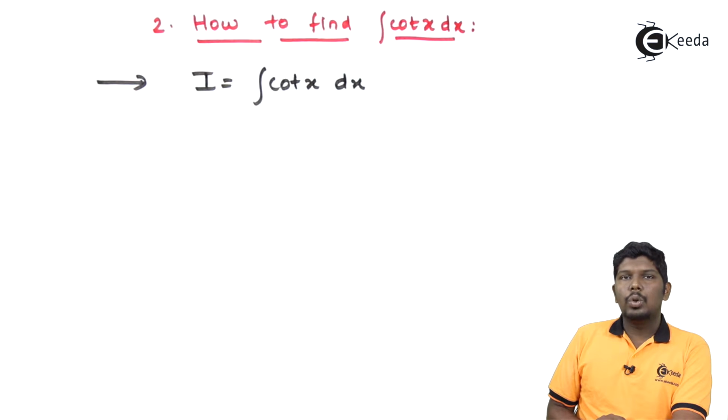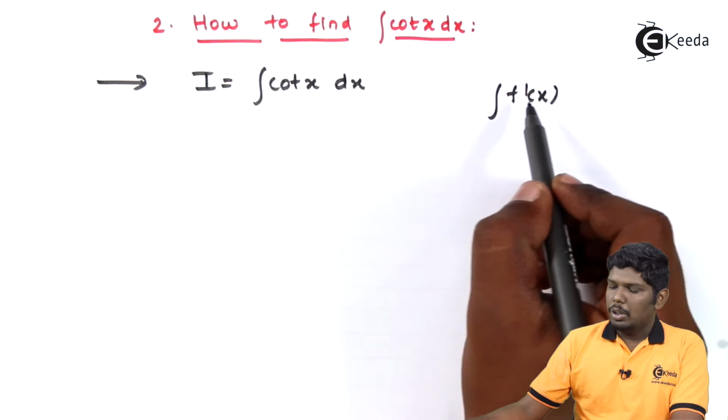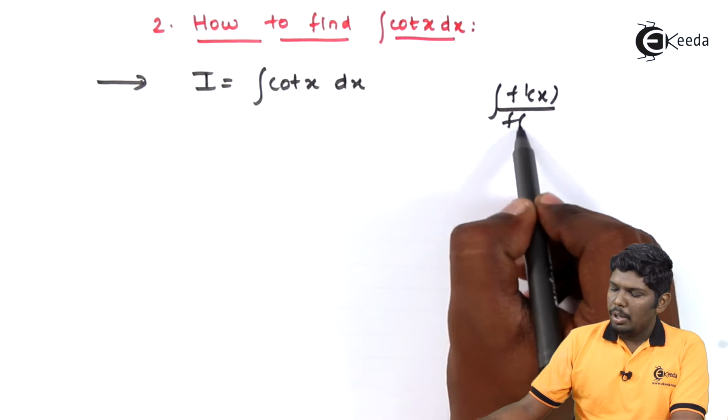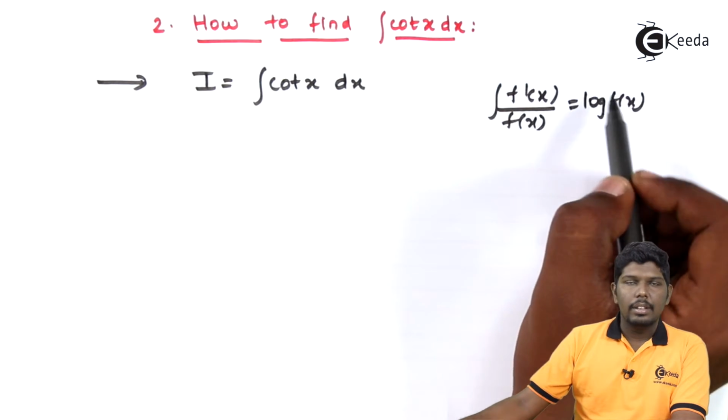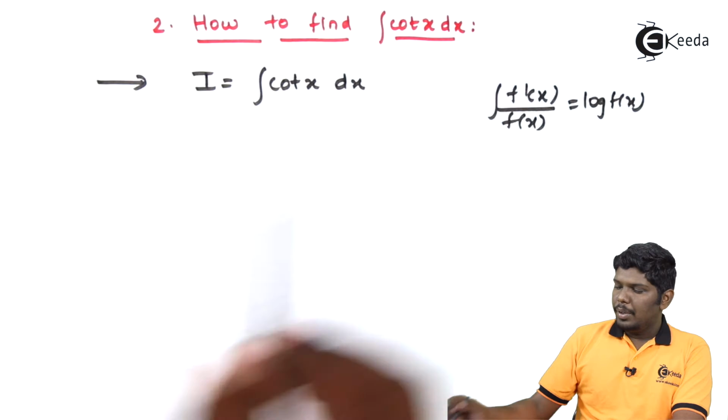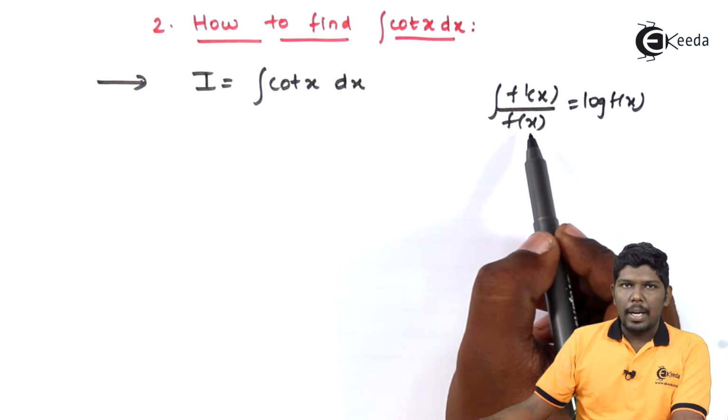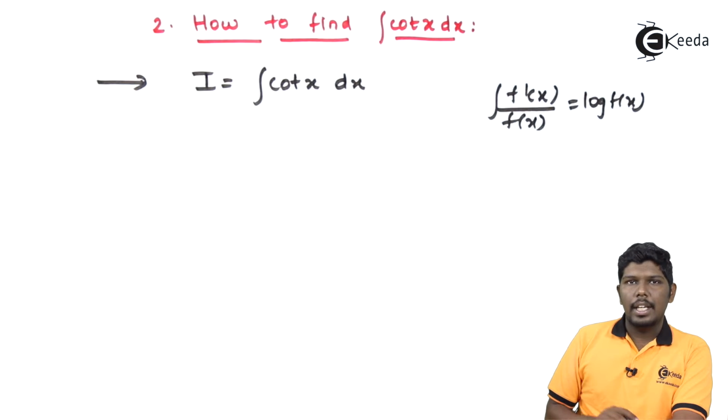In this integration also, we are going to use one of the two important results that we have already seen in the previous videos. Using those results, we also found the integral of tan x. Similarly, we are going to find integration of cot x. That integral property was integral f dash x upon f of x, which is log f of x. Here also you can see we need a numerator and denominator, but we don't have a denominator in this case.